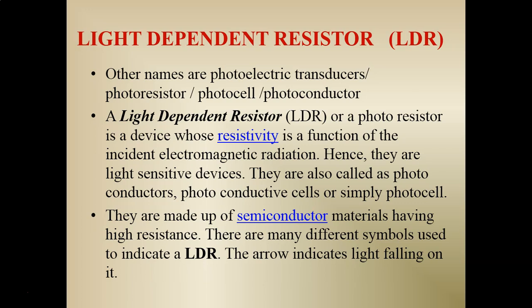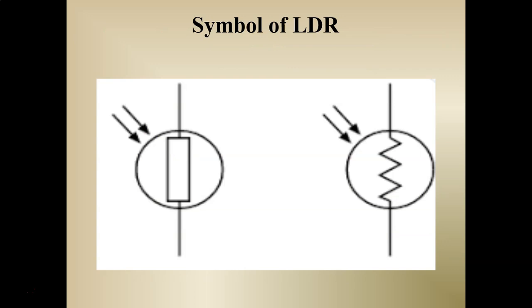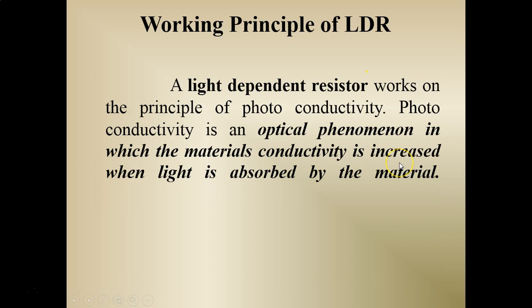They are also called photoconductors, photoconductive cells or simply photocell. So, LDR is made up of semiconductor material having high resistance. This is the symbol of LDR, a semiconductor device of high resistance. Here, this arrow mark indicates the light falling on this LDR.